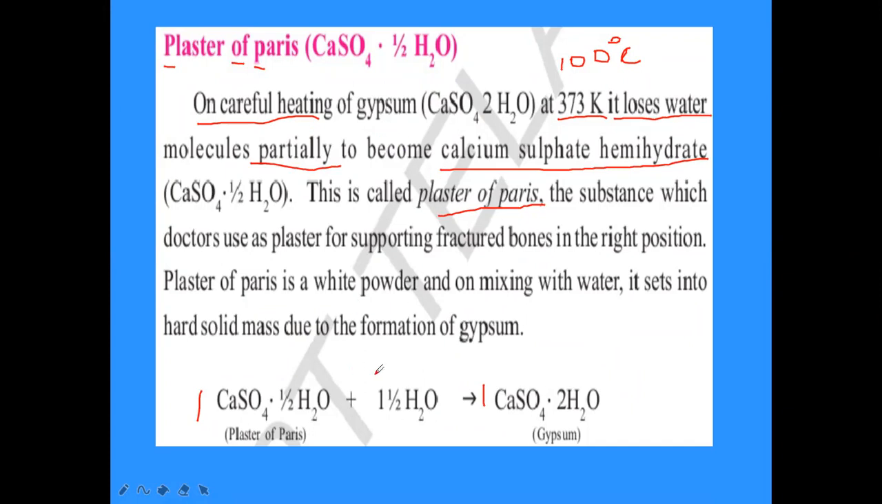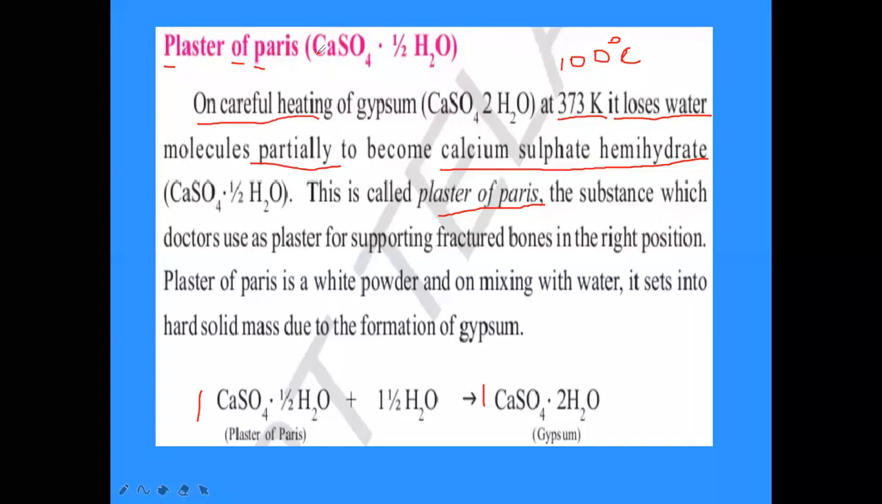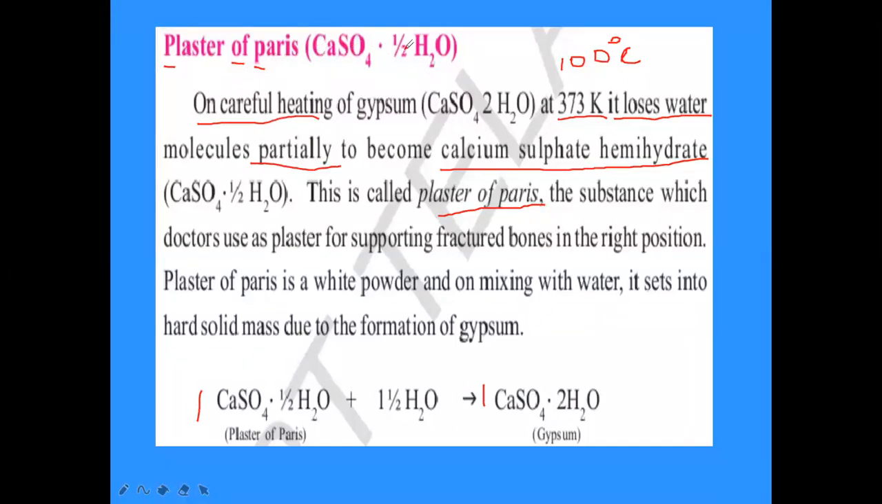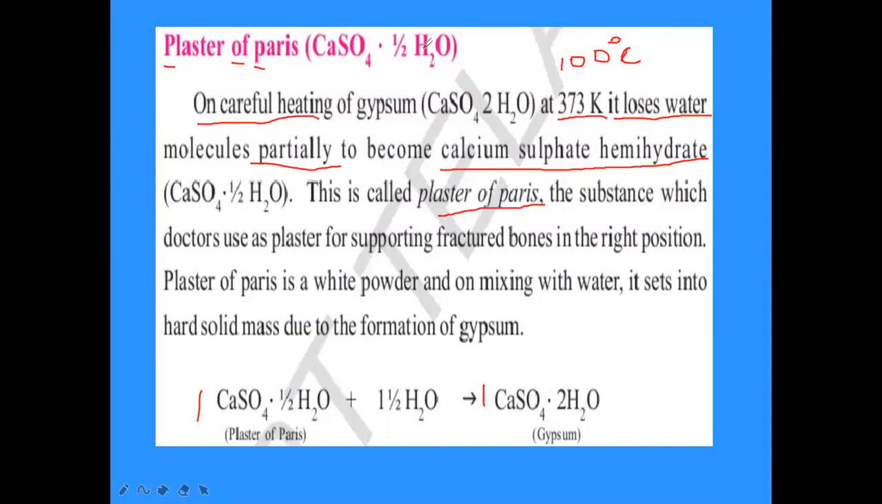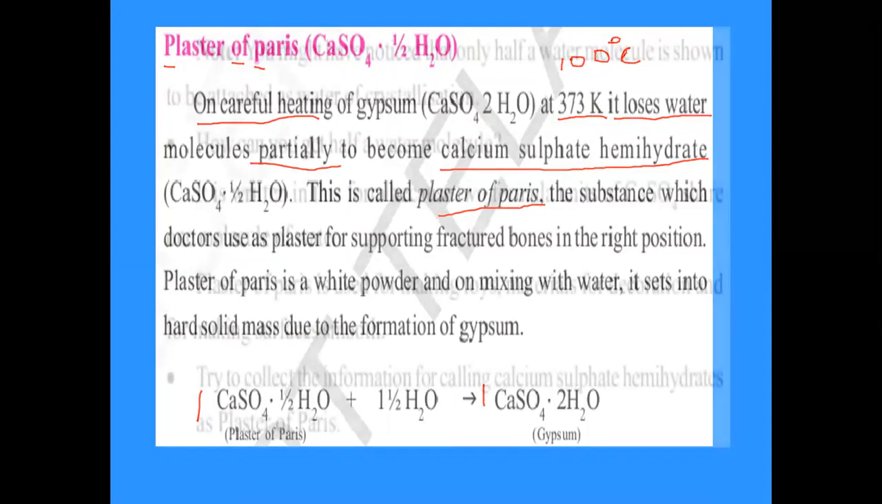So remember this equation. The chemical composition of plaster of Paris we can write like this: calcium sulfate dot half H2O. Otherwise, 2 moles CaSO4 dot 1 mole H2O also we can write. Remember. So that is plaster of Paris. With this topic, the lesson is completed. And now we'll discuss the bits.